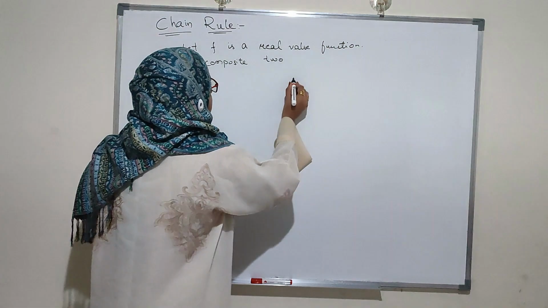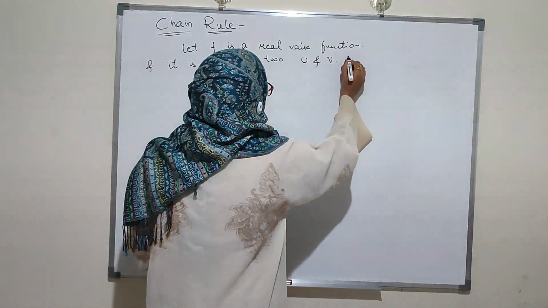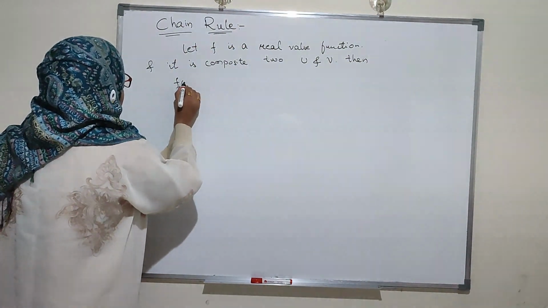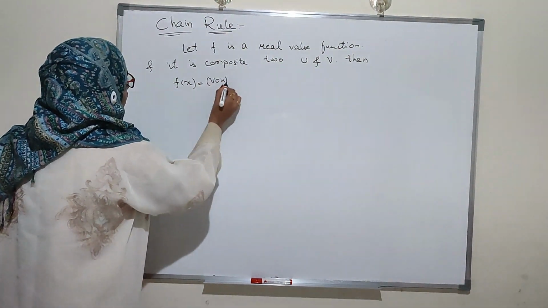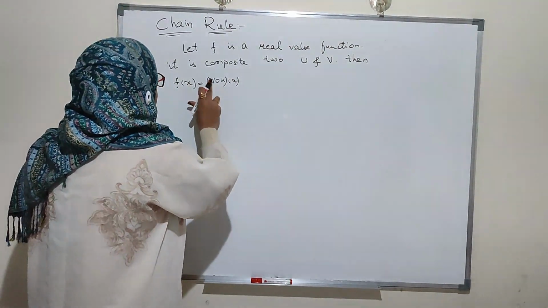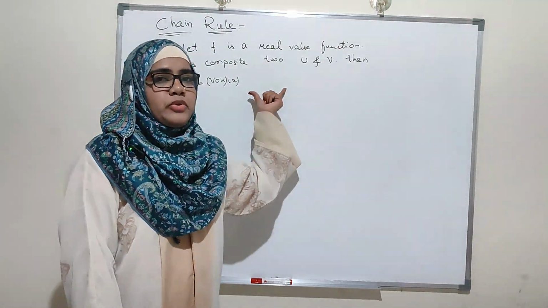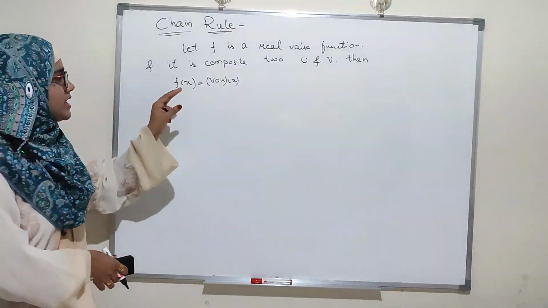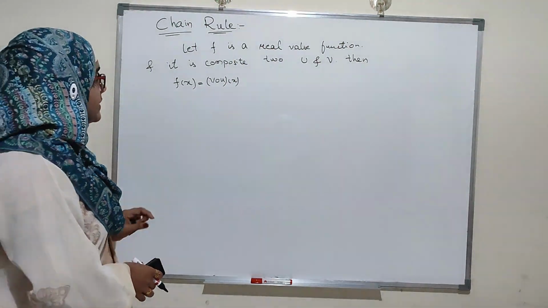Two functions, say u and v. Then f of x can be written as v of u of x. So here what is given? f is a real valued function, and suppose it is a composite of two functions. Composite means combination of two functions. Then the given function f of x can be written as v of u of x.